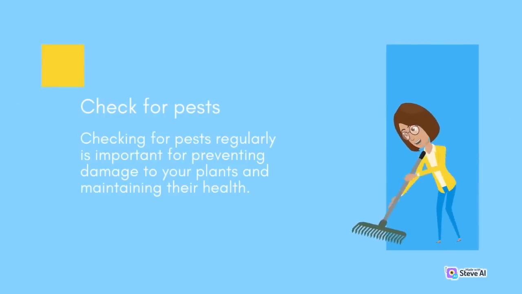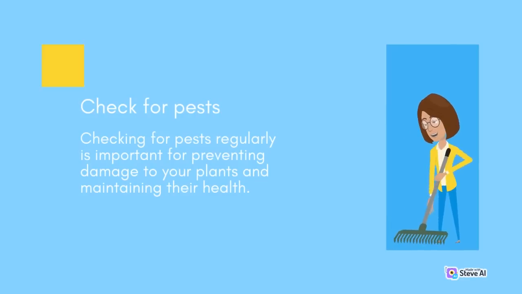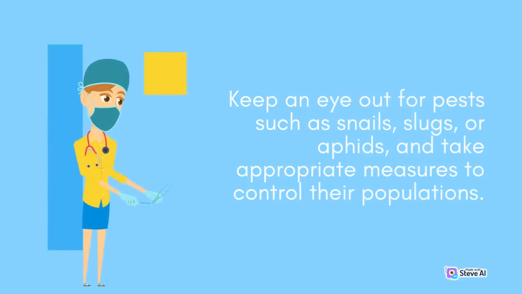Check for pests. Checking for pests regularly is important for preventing damage to your plants and maintaining their health. Keep an eye out for pests such as snails, slugs, or aphids, and take appropriate measures to control their populations.